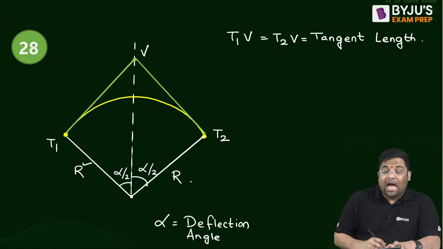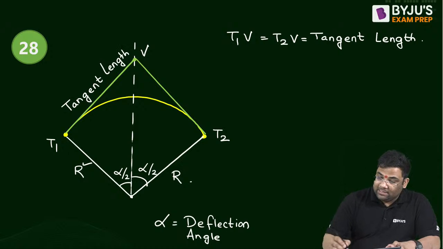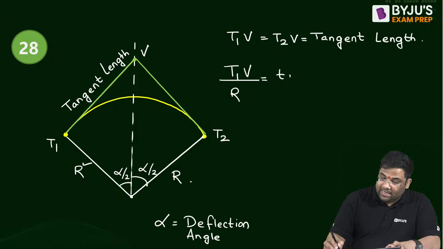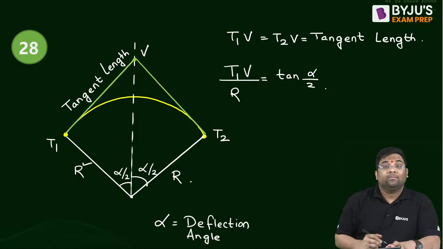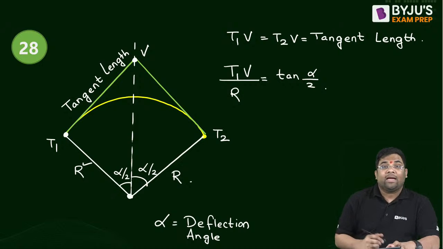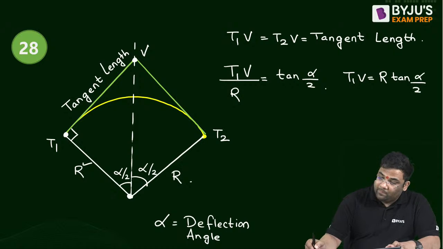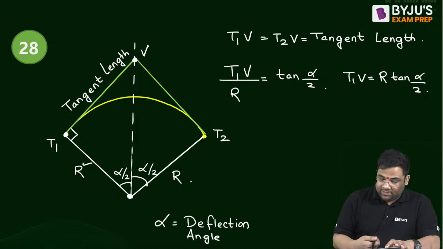You see, this is R, and what will be the tangent length? Very easy. The tangent length T1B divided by R is equal to tan alpha by 2. You see this triangle? In this triangle, this angle will be 90 degrees because it's a tangent. So the tangent length will be R tan alpha by 2. Very easy.